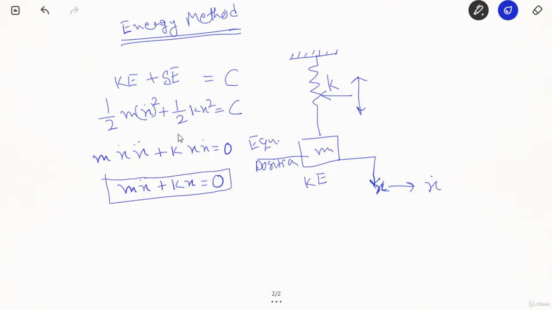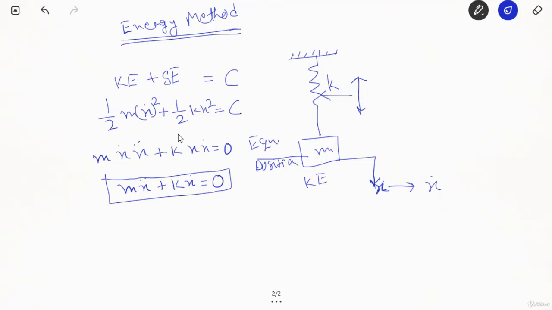Now, which method is convenient for what kind of problem? If we see a complicated system having too many spring arrangements, and it has rotational properties also, I suggest that the energy method to determine the natural frequency is more convenient compared to Newton's second law. This we will have to keep in mind, right?